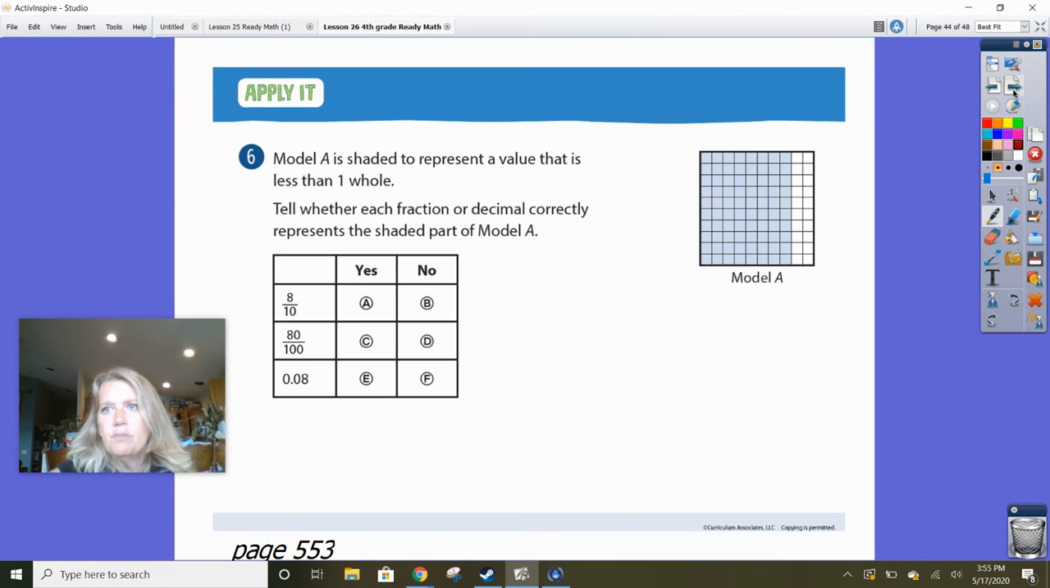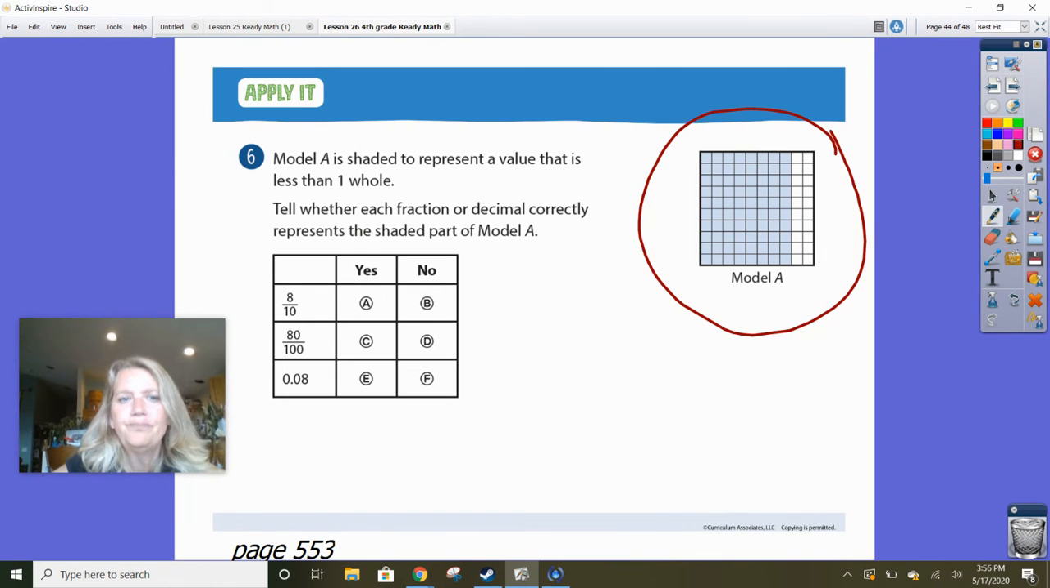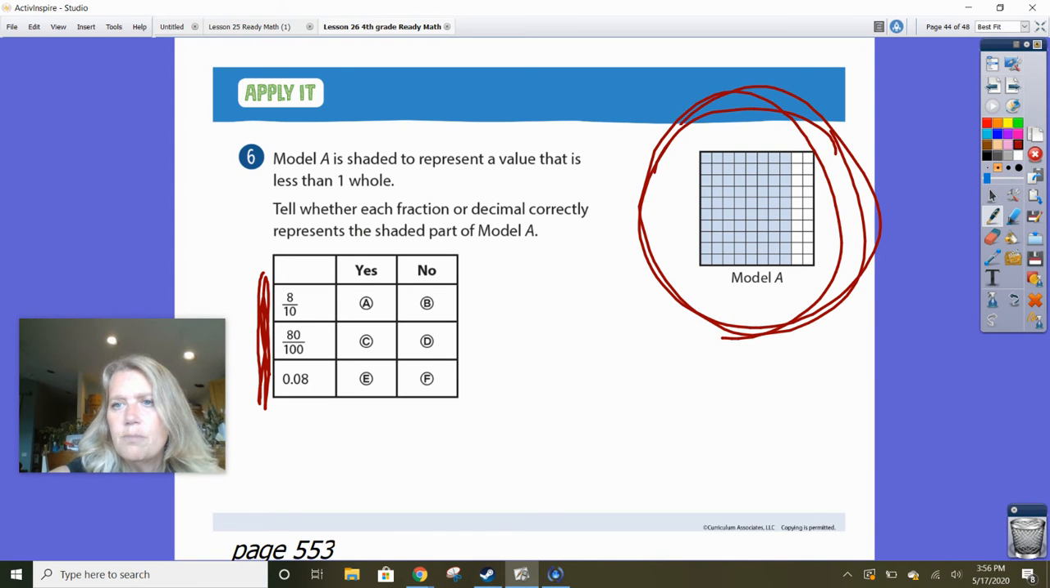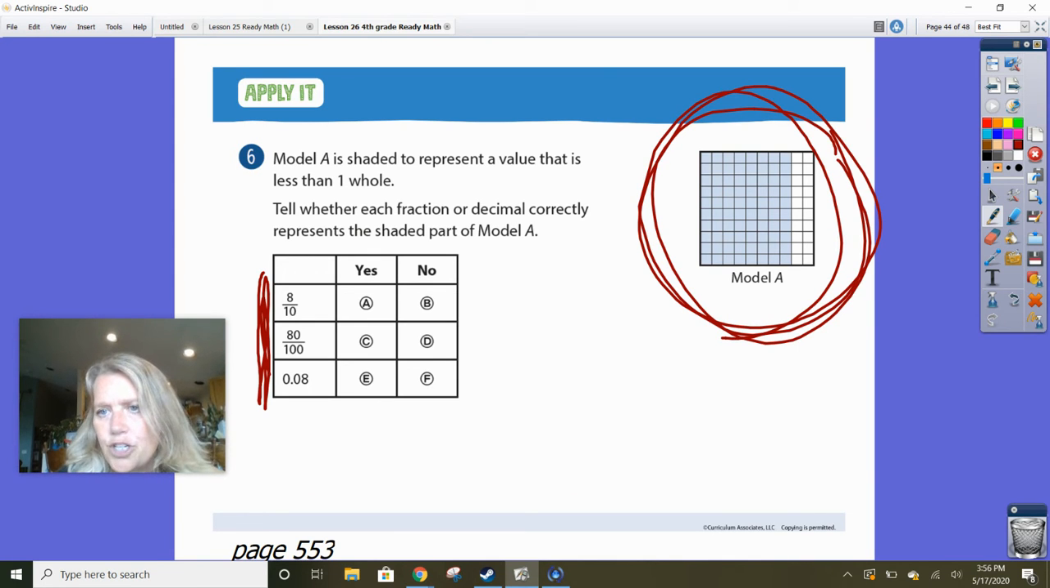Next, mathematicians, we have number 6. Model A is shaded to represent a value that is less than 1 whole. Tell whether each fraction or decimal correctly represents the shaded part of model A. So we're looking at this model. We got to analyze these 3 numbers here to see if it's a yes or a no for that picture. So first I'm just going to kind of ignore our answers and just analyze the model. So we got a hundreds chart, and looks like we've got all but 2 rows.